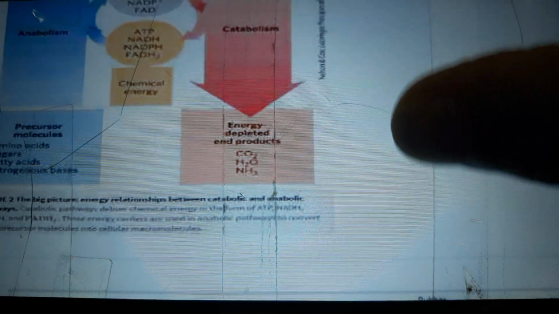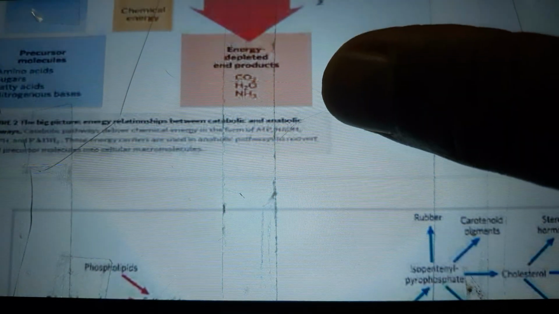So we start off with the energy-containing nutrients, which undergo catabolism to release these, and then undergo anabolism to release these, and we have cell macromolecules that are also involved. And the precursor molecules are amino acids, sugars, fatty acids, and nitrogenous bases. The big picture energy relationship between catabolic and anabolic pathways is what is shown above.